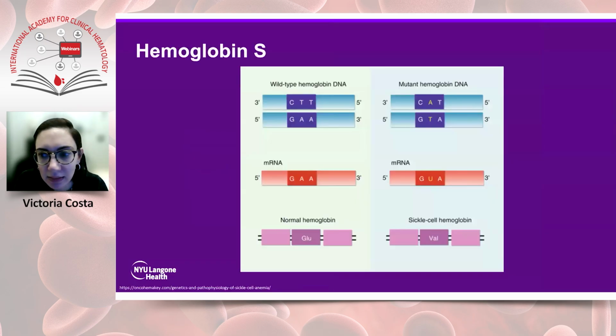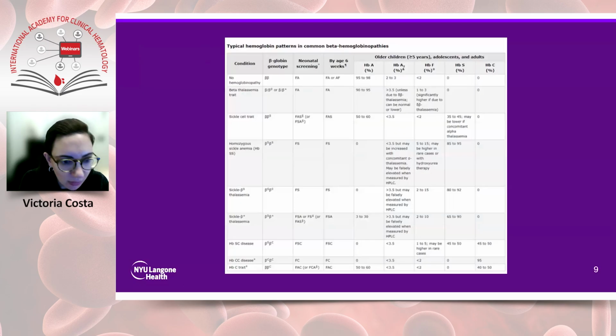And hemoglobin S, which is the abnormal hemoglobin that is seen in sickle cell disease, results from a genetic mutation, which leads to a single amino acid substitution, where valine replaces glutamic acid, and this particularly affects the beta globin chain. You can see this mutation by itself in homozygous state, which is the homozygous sickle cell anemia hemoglobin SS, which is classically referred to, or you can see it alongside other mutations kind of spanning a spectrum of disease states.